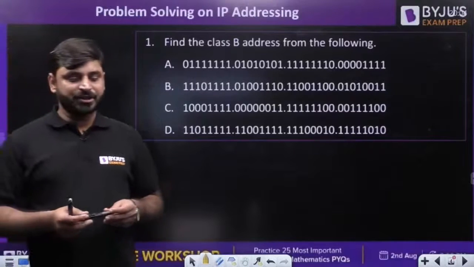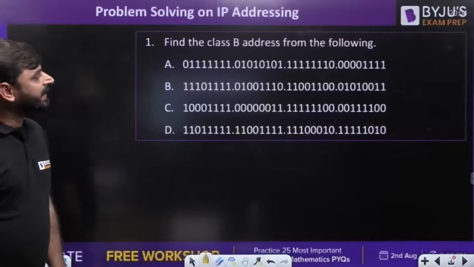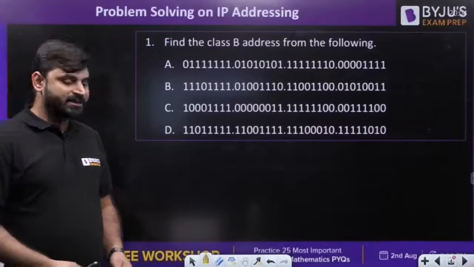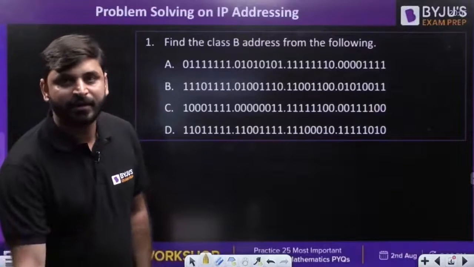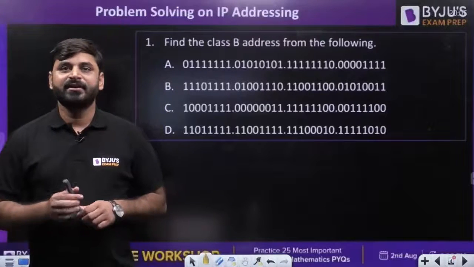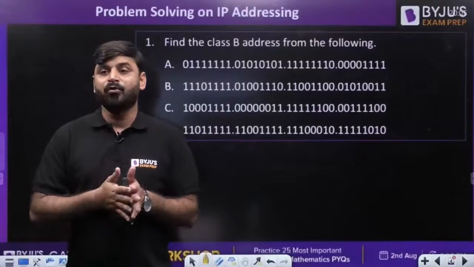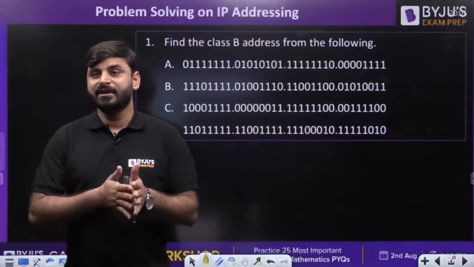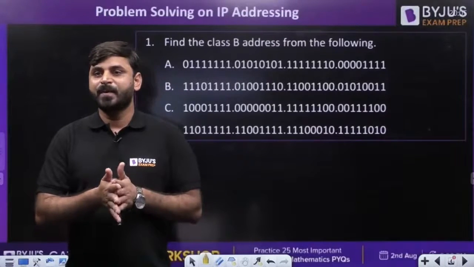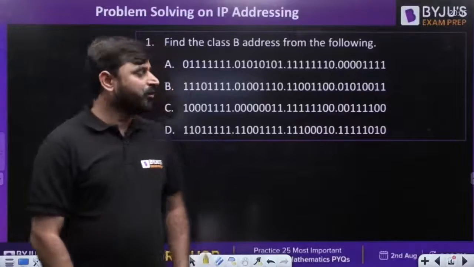So this is the first question on the screen. Find the class B address from the following. Option A, option B, option C, option D are given. Which of the following is the correct answer? Give it in the comment box, my dear friends. 4 IP addresses are given in binary format and you have to find the class B IP address.